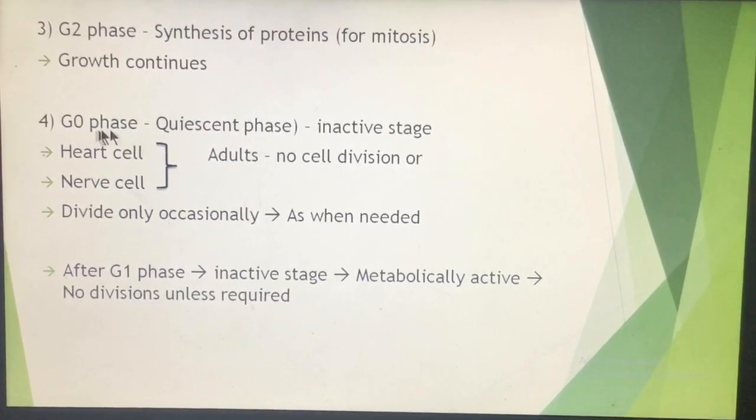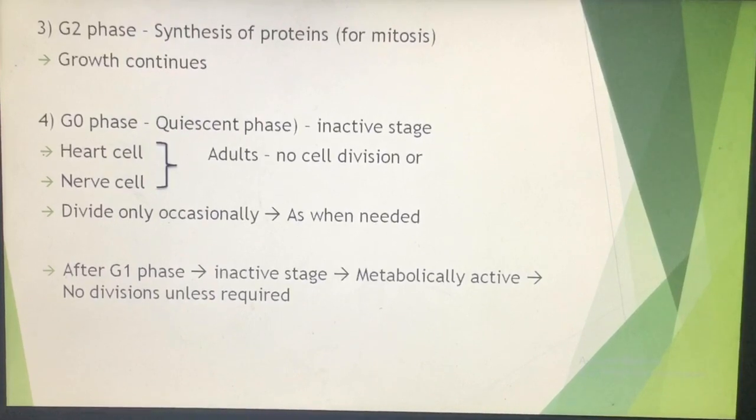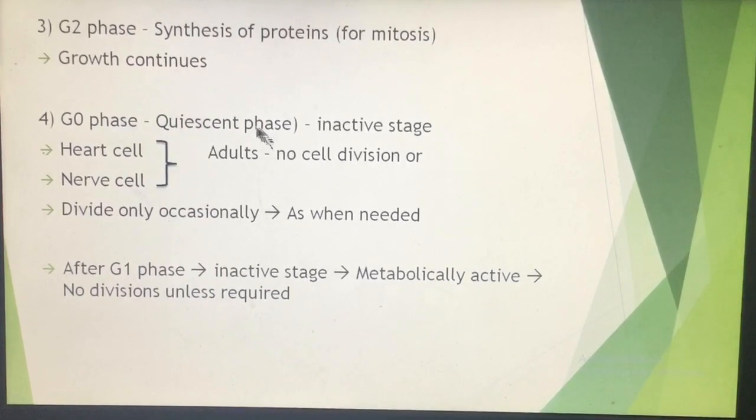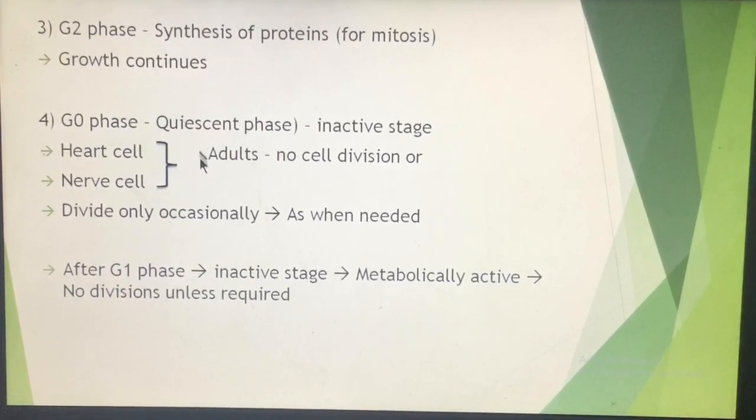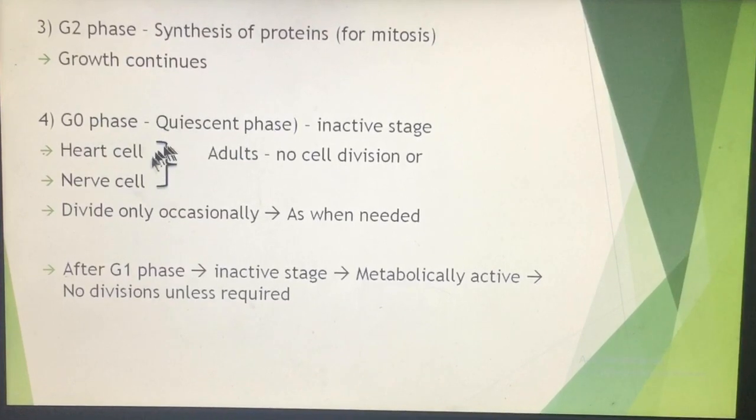Now, this G0 phase is known as the quiescent phase. It is an inactive phase. What does inactive phase mean? There are certain cells in the body which do not divide when an organism becomes an adult. Like in adults, certain cells are there which do not divide at all. What are those cells? Like our heart cells do not divide, our nerve cells do not divide. So in the adult certain cells are there which don't divide at all, like the heart cells or the nerve cells.